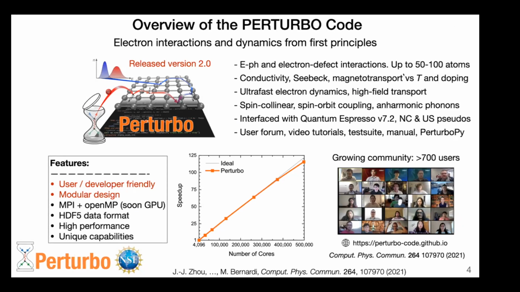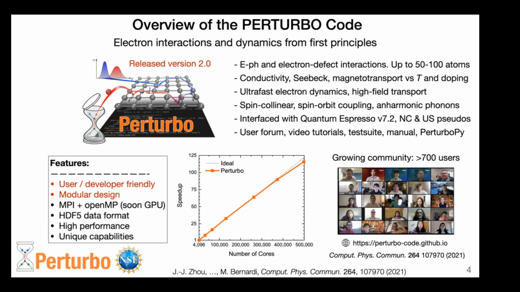After computing the interactions, Perturbo can compute 2 main types of properties. One is transport properties, such as conductivity, mobility, magnetotransport, as a function of temperature and doping. The other set of calculations focuses on non-equilibrium dynamics, including also in the presence of external fields. These calculations can now be done on a wide range of materials, including those with spin collinear texture, so basically ferromagnetism, for example, as well as systems with spin-orbit coupling and anharmonic phonons. So that includes a wide range of metals, semiconductors, oxides, and quantum materials of current interest.